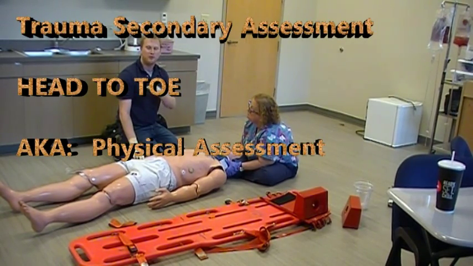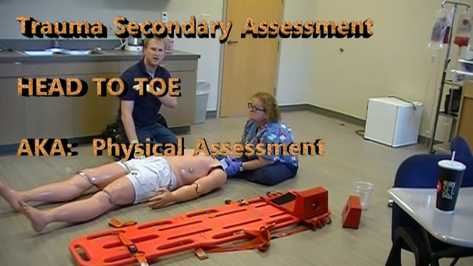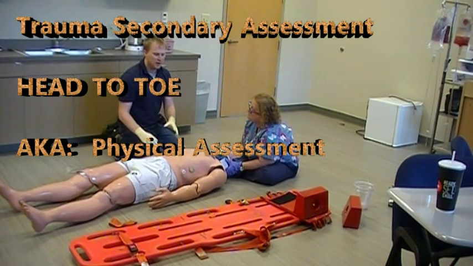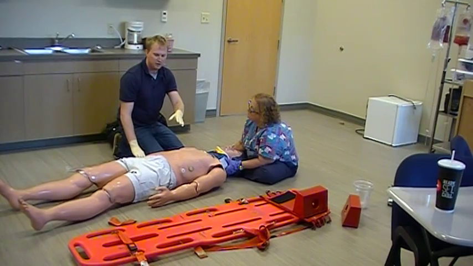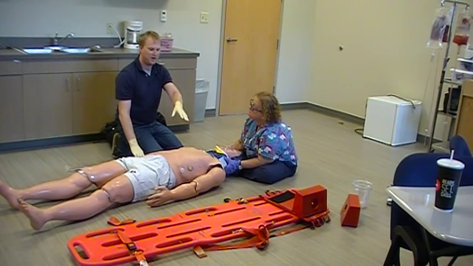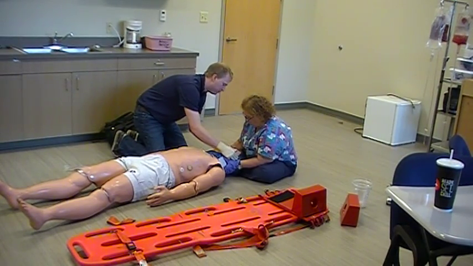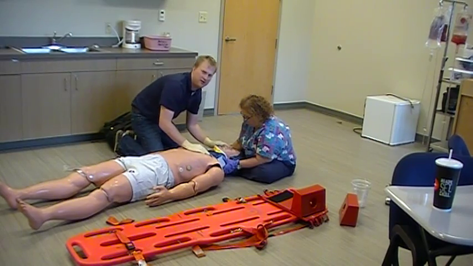Now, since we've done that, we went from our primary assessment to our secondary, and we can spend a little bit more time doing our head to toe. And the reason why I did it this way is so that I can do my head to toe while I'm putting them on the spine board. So now I'm going to look at their eyes, check their pupils, see if they're equal, and be able to know what size they are.